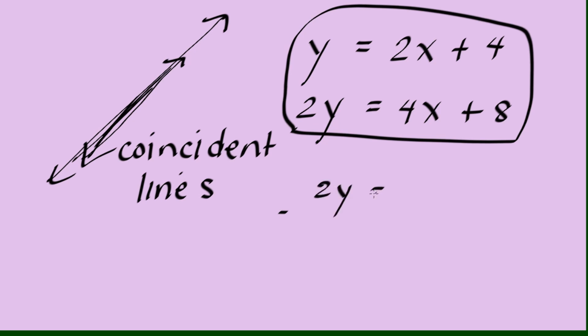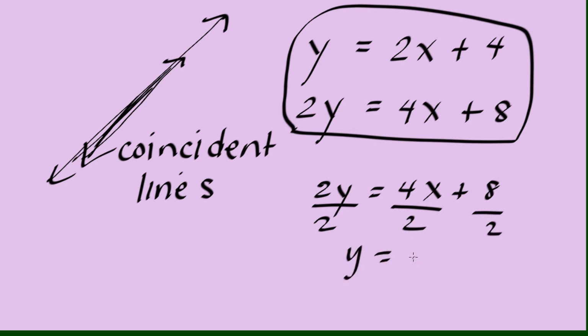Like if you look at the second equation and try to simplify it, solve for y. When you solve for y from that second equation, you really can prove that this is just the same as the first one. So those two equations are identical. That's why when you graph them, they coincide.